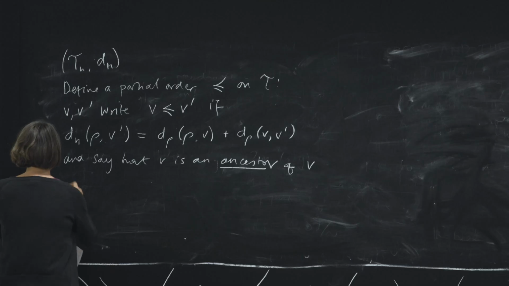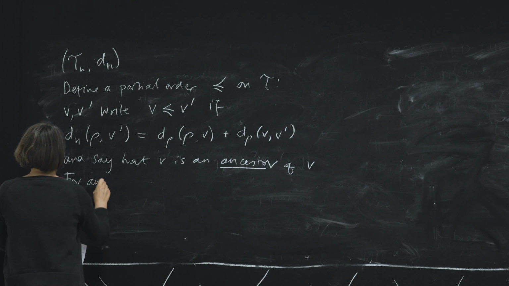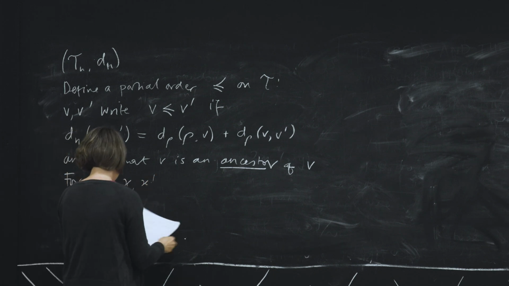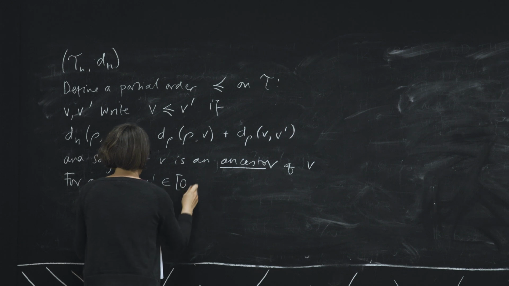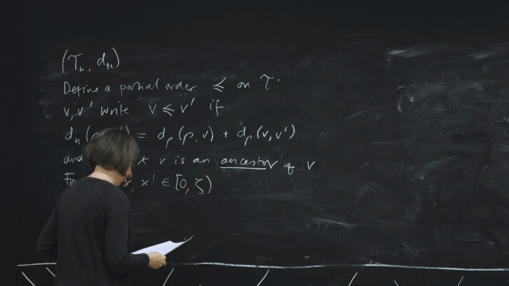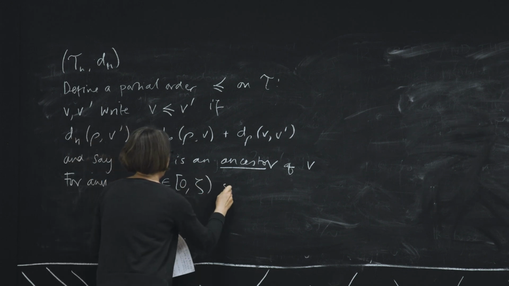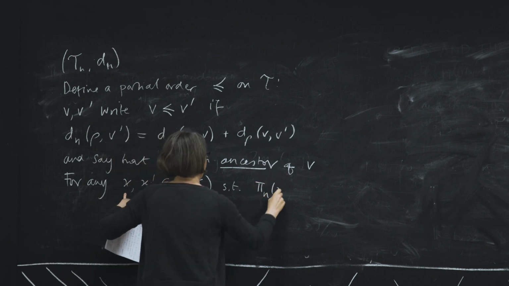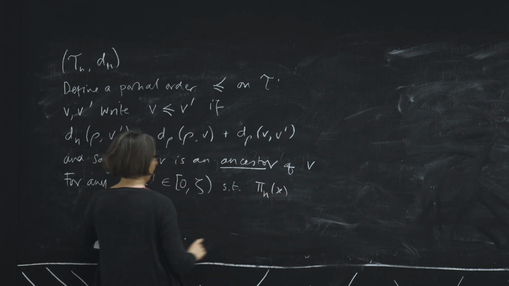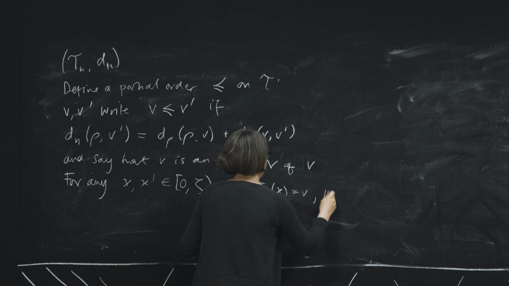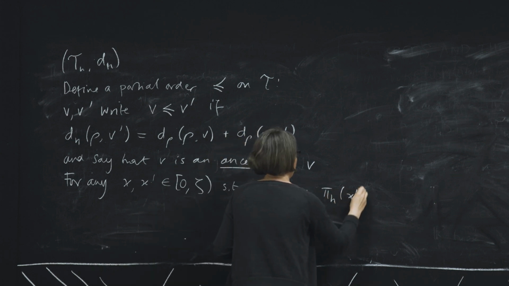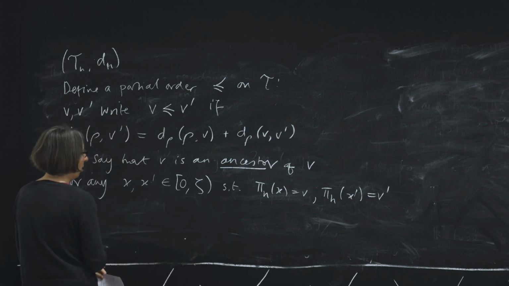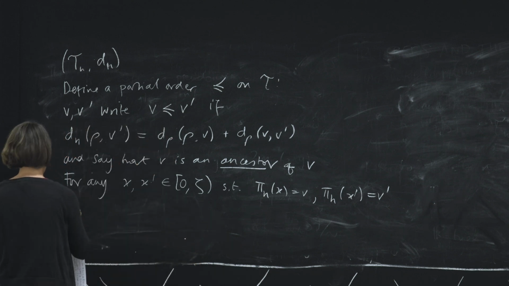So for any pair of points x and x' in, let's say, [0, zeta), open at the zeta end, which are such that the image of x is v, and the image of x' is v'. Well, what must be true if we've got this?